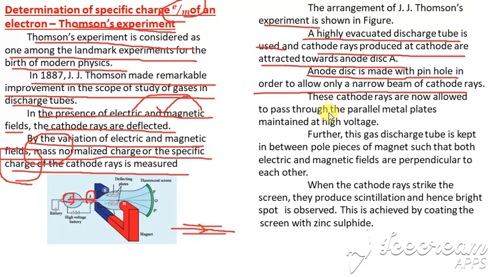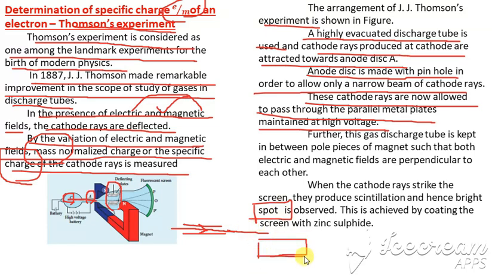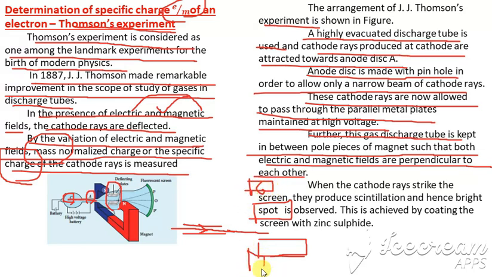Next, these cathode rays are allowed to pass through parallel metal plates maintained at high voltage. So these are the parallel metal plates, and they are maintained at a high voltage. Then, this gas discharge tube is kept between the pole pieces of a magnet, so that both electric and magnetic fields are perpendicular to each other. So here we are placing both an electric and a magnetic field, perpendicular to each other.